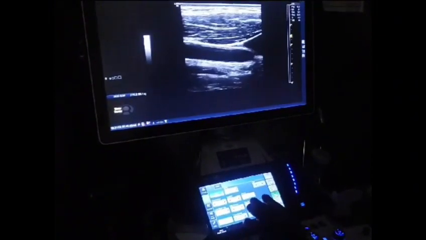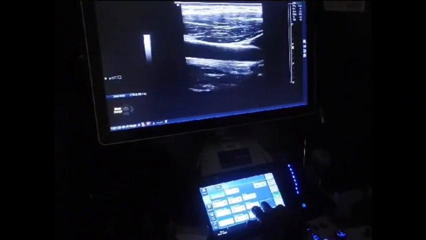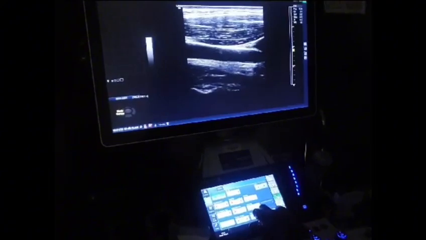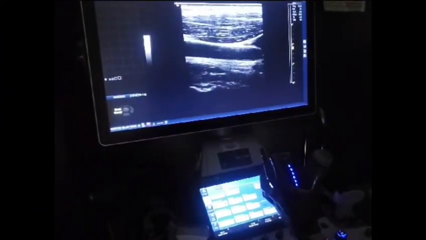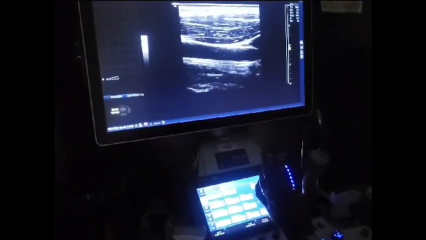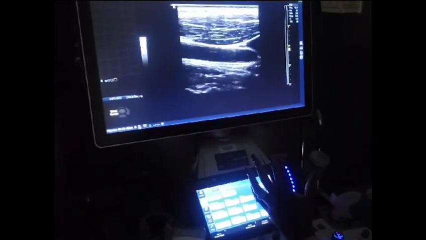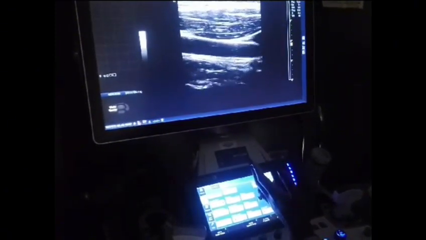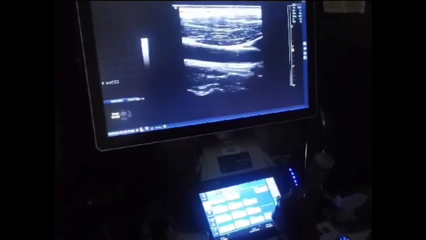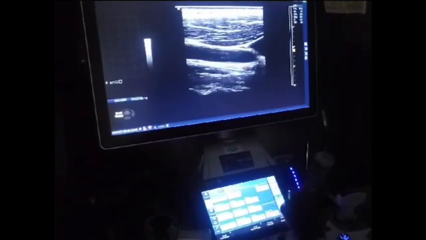Focus, I can move my focus up and down. Focus is also pretty much telling your machine, focus at this area. The beam is narrower, thereby there's a lot more intensity at that segment without actually increasing the power to the patient, okay? Now the next thing I'm going to do is just go straight into Doppler at this point.